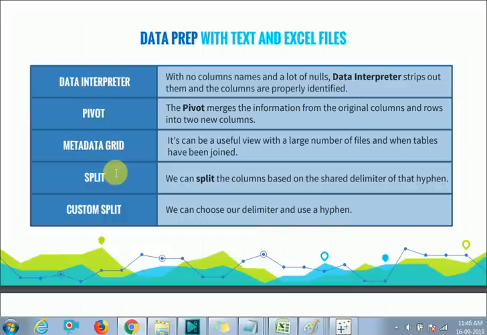Next is metadata grid. It is a useful view when you have a large number of files and when tables have been joined. So it really helps with overall access to the data. Then split: we can split the columns based on a shared delimiter, such as a hyphen. With custom split, we can also choose the delimiter ourselves, for example a hyphen between them.